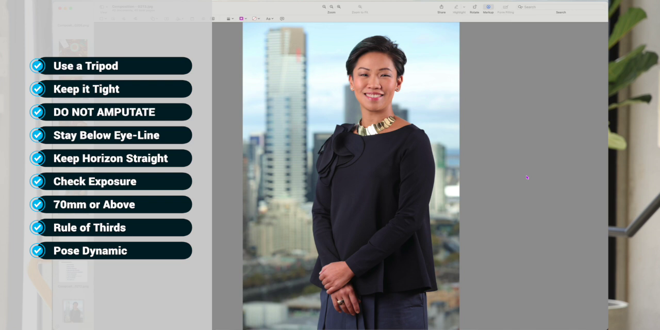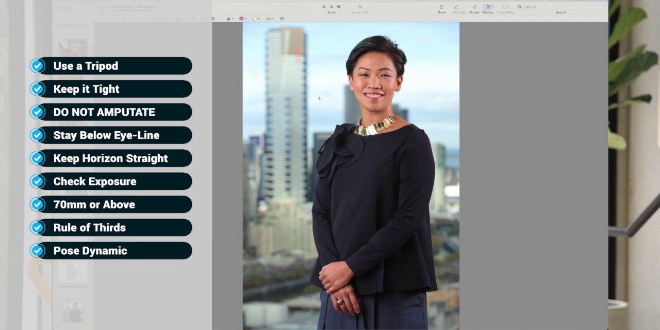Use a tripod. The camera was absolutely on a tripod because we shot 30 or 40 different people that day, and every single one of them had to have the same exact background. So, setting the camera on a tripod allows us to be able to do that. Keep it tight. And what keep it tight means is the distance between her arm here and the edge of the frame is not so big and not so tight, right? Again, from the top of her head to the edge of the frame, it's tight, but the image still is balanced. It's not amputated. We're shot below her eye line.